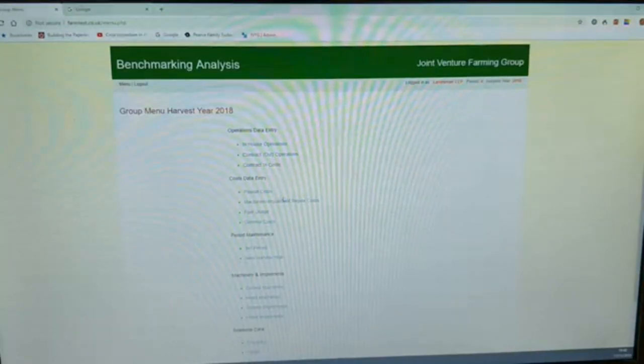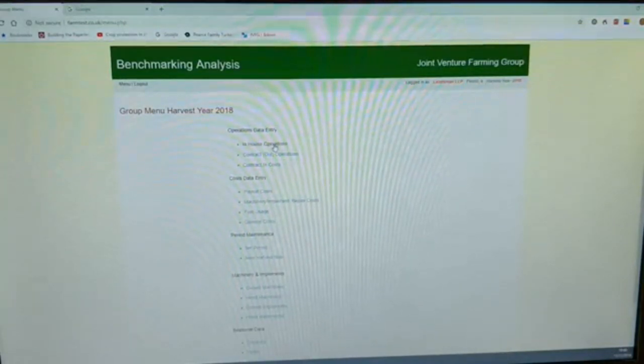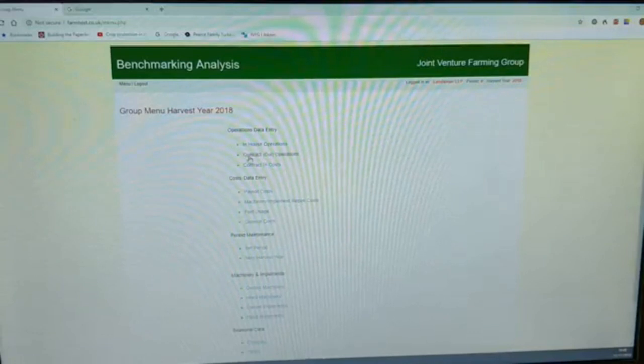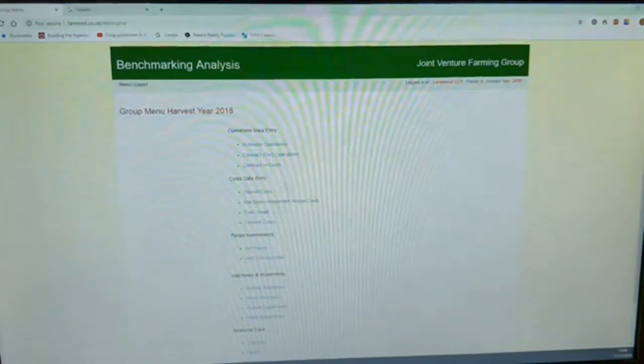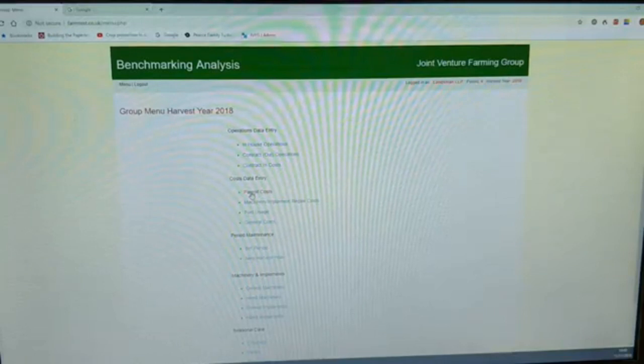The website collects all the data you might expect. So if you did outside contracting, as we've already spoken about, you record the time. If you bought in services, payroll costs, machinery repairs, your fuel that you use, fuel stocks, overheads, all the costs associated with your business are collected here.